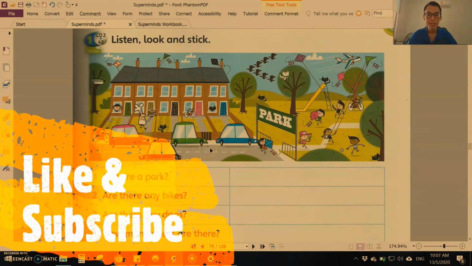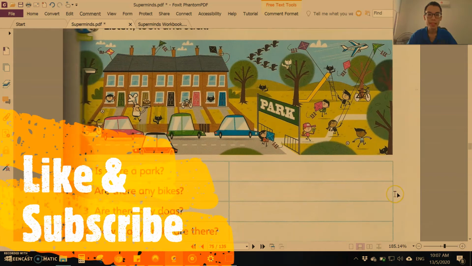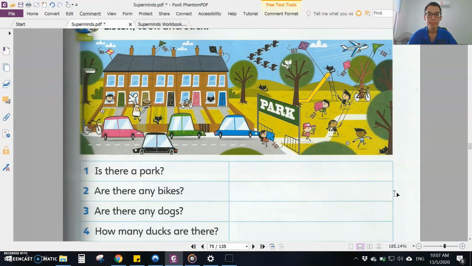Now I want you to look at this picture here. Alright, the first question. Is there a park? Can you see any park in this picture? Number 2. Are there any bikes? Or what we call bicycles. Are there any bicycles here in this picture?